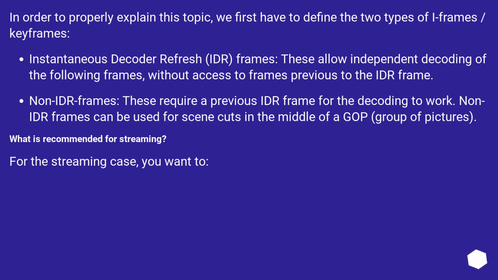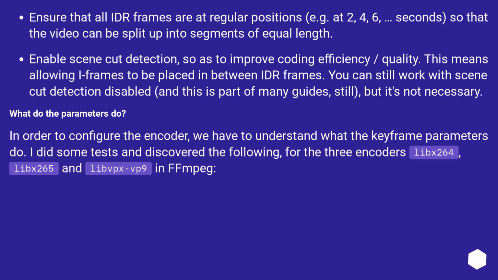What is recommended for streaming? For the streaming case, you want to ensure that all IDR frames are at regular positions, for example at 2, 4, 6 seconds, so that the video can be split up into segments of equal length. Enable scene cut detection, so as to improve coding efficiency and quality. This means allowing I-frames to be placed in between IDR frames. You can still work with scene cut detection disabled, and this is part of many guides, but it's not necessary.